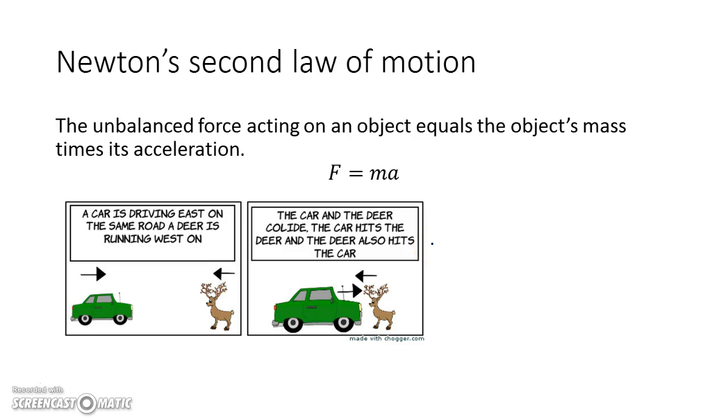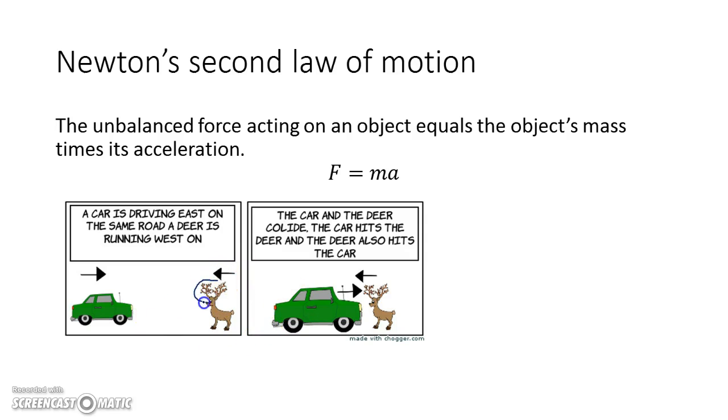Okay, so here's an example of Newton's second law. You might be familiar with this, you might not. You've got a car driving east, and on the same road, here's a deer running west. What's going to happen when the two meet? Well, they both have force, right? But one of these is going to have a little more force than the other. Which one do you think it is?